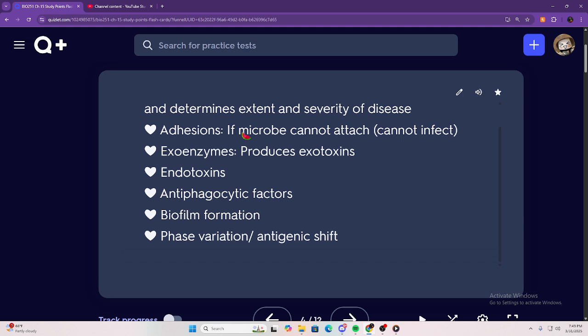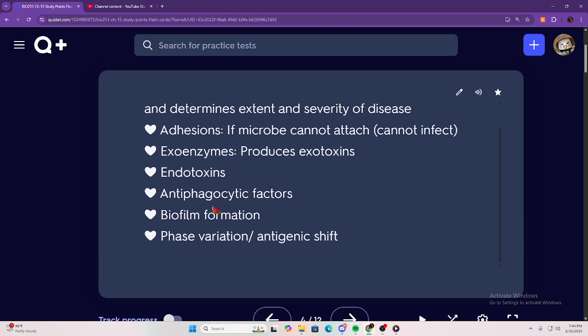Adhesions, for example, are things like pili, flagella, the mycolic acid waxy layer, or an encapsulated bacteria. Those factors help a microbe attach to the host. And then there are exoenzymes, exotoxins, and endotoxins. Endotoxins and exotoxins are basically very bad. They make the pathogen more deadly, right? Or more toxic.